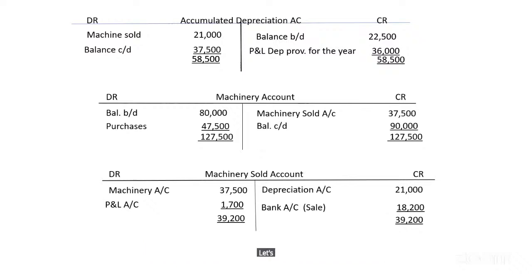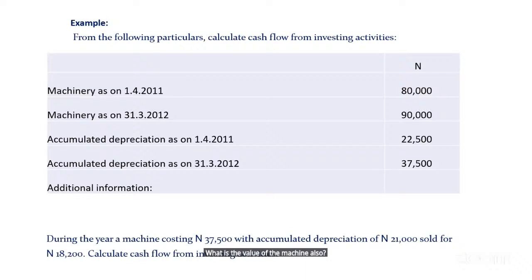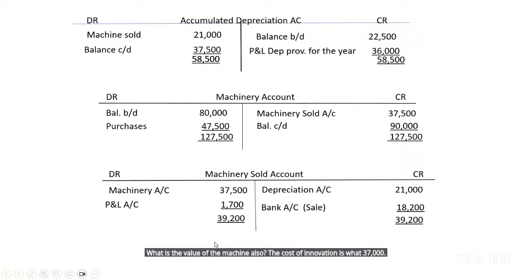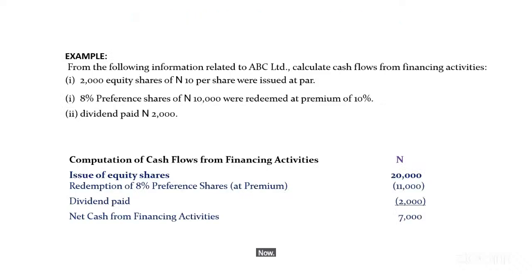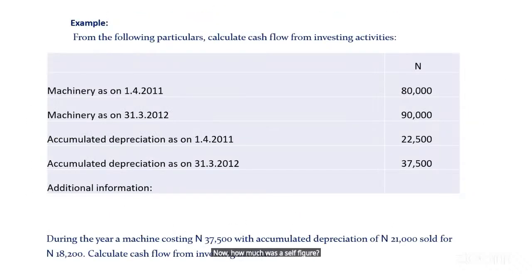Let's go back to the next account, machinery sold account. What is the value of the machine that was sold? The cost of the machine is 37,500 naira. How much was depreciation on that machine that was sold? It was 21,000 naira. Now, how much was the sale figure? How much was it sold for? It was sold for 18,200.